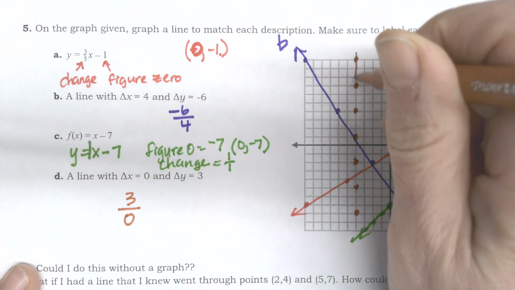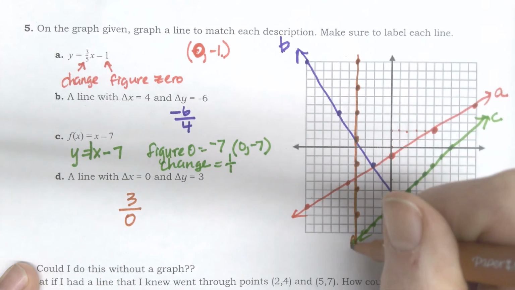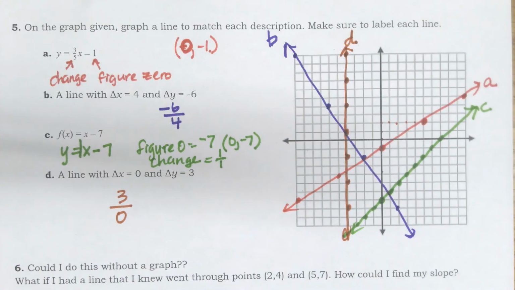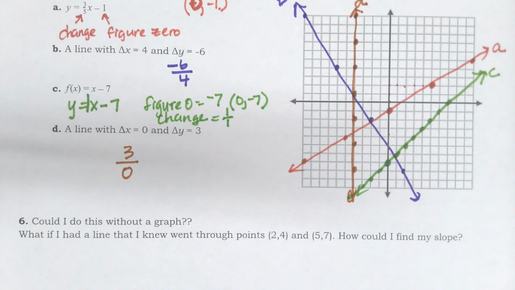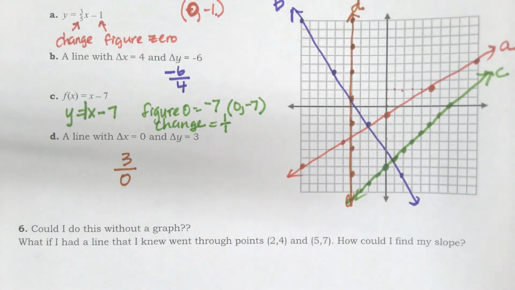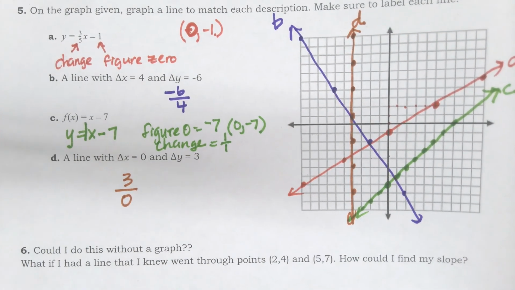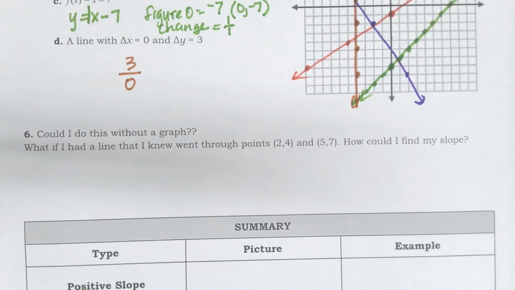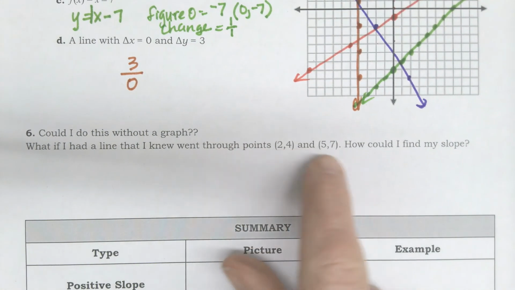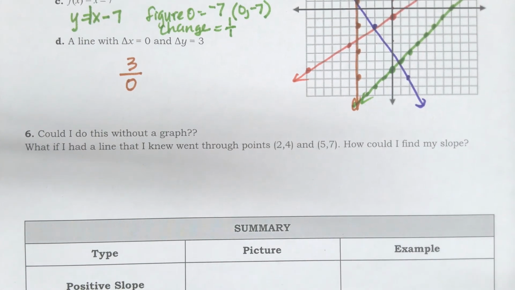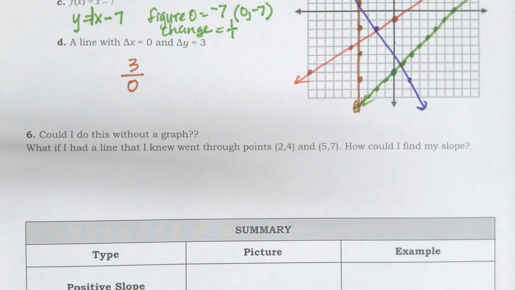And I have just created my line for D. And now I have my 4 linear equations, and I have sketched a graph that represents each of those situations. Okay, so our next question up is, what if I knew 2 points on the line, but I didn't know anything else about the line?